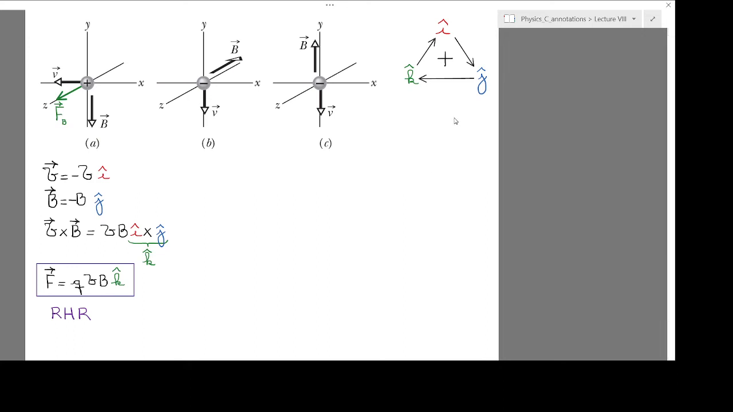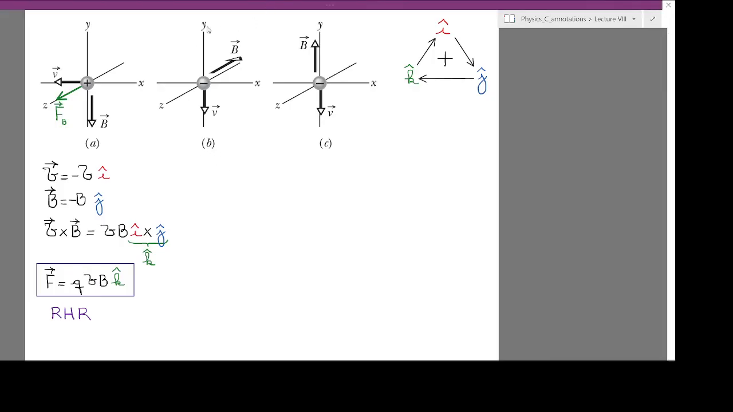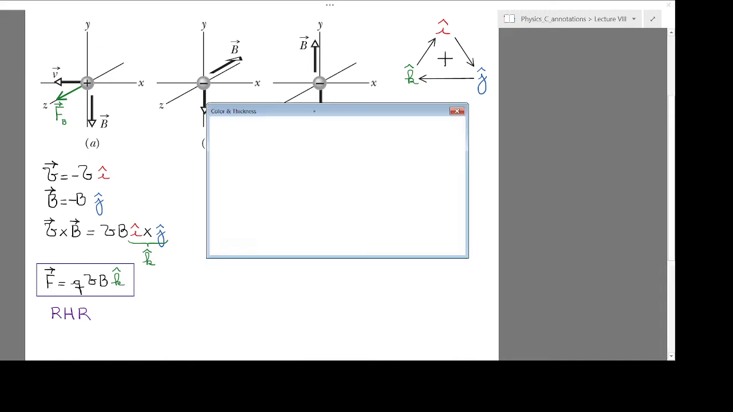So let's go to the second case here, guys. In this case, let's describe this, guys.